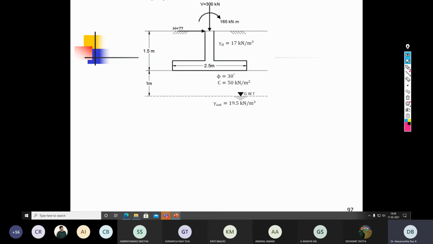So here there are three things. This is a footing subjected to, we can read this in two ways. Footing subjected to axial load, moment and horizontal load. Or the other way of understanding this is an eccentric footing subjected to vertical load and horizontal load.